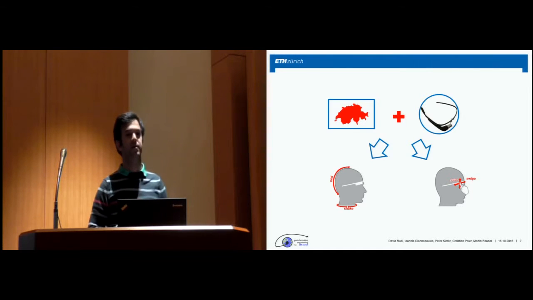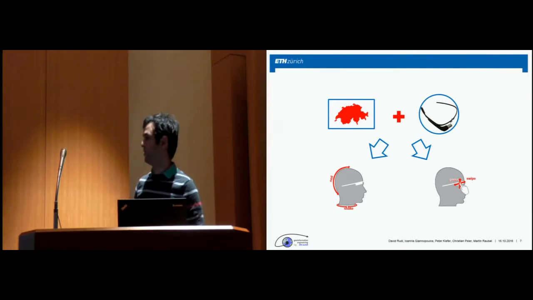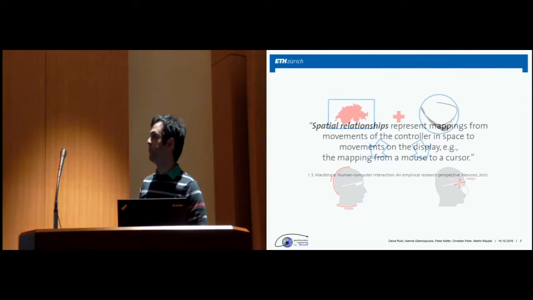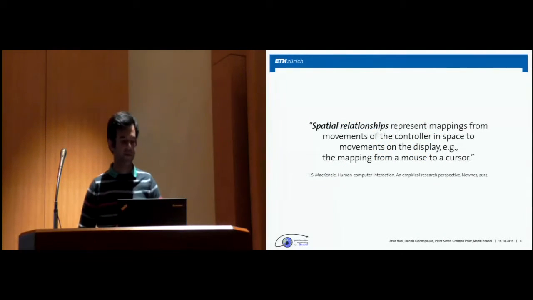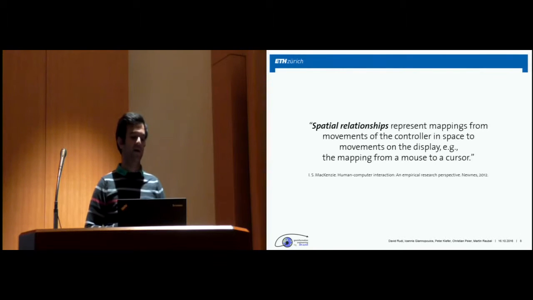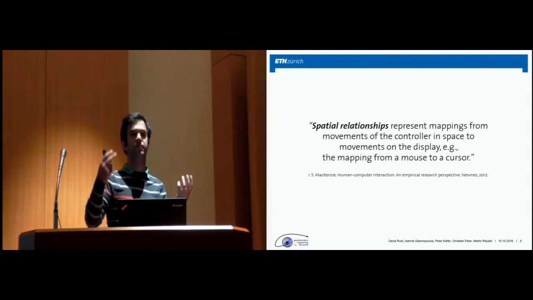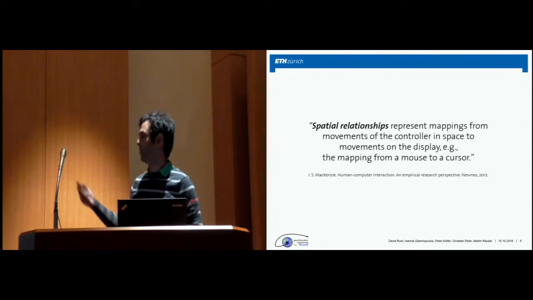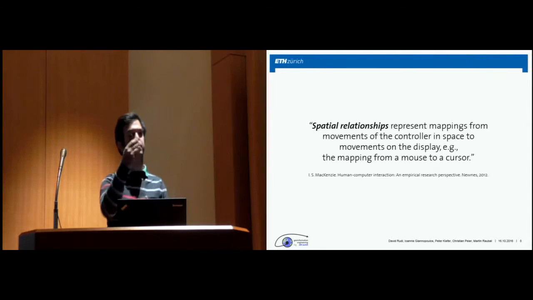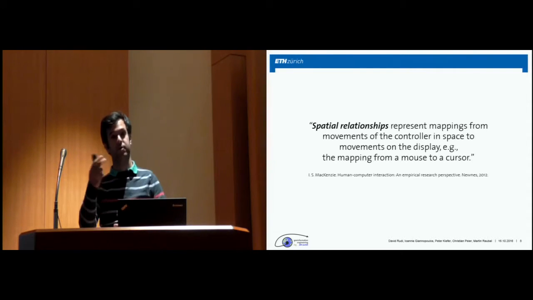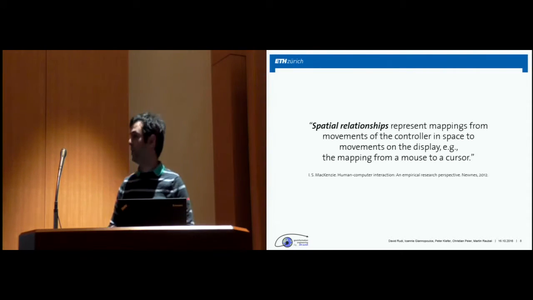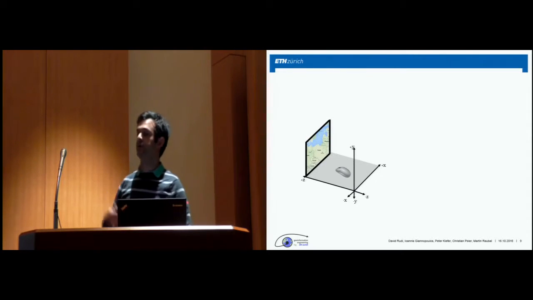Before we started off, we thought, well, what kind of interactions do we have? So we started analyzing the design space for interactions exploiting these approaches. We looked up this definition by McKenzie, saying that spatial relationship represents the mapping from movements of the controller in space onto movements of the display. So basically, moving your mouse and then the reflection of that movement on the cursor on the display. Or in other words, moving your mouse and the corresponding movement of your map.